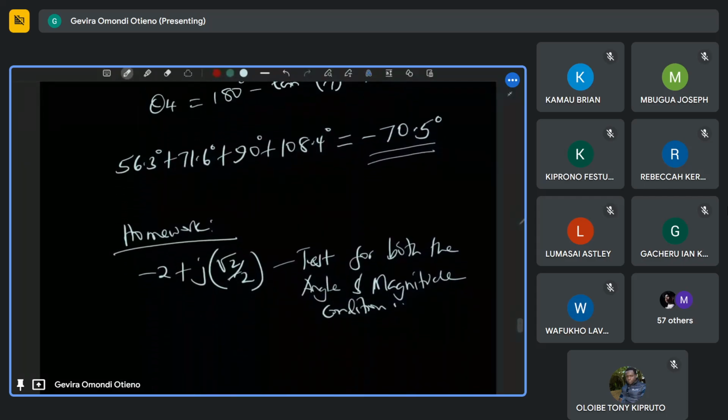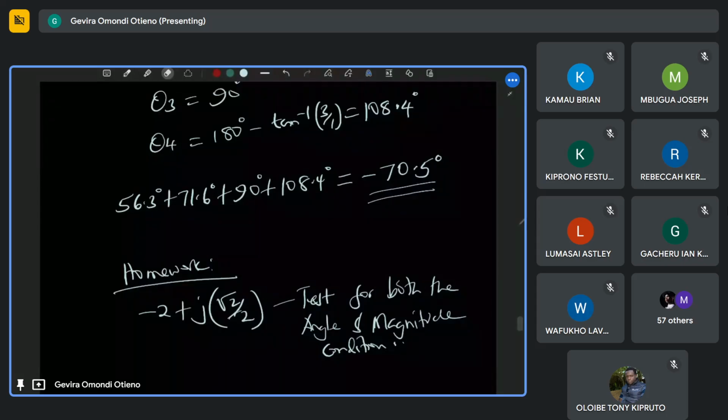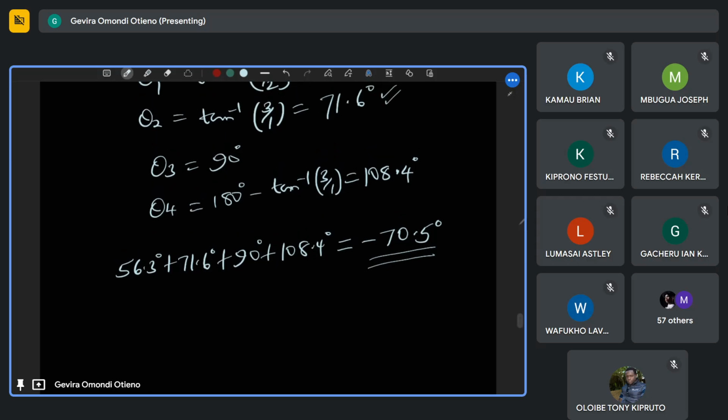Okay, so let me remove the homework that I gave you first. If we look at these points and we try and check, if you sum up all the angles, they sum up to minus 70.5 degrees. Remember, the negatives are very, very important.